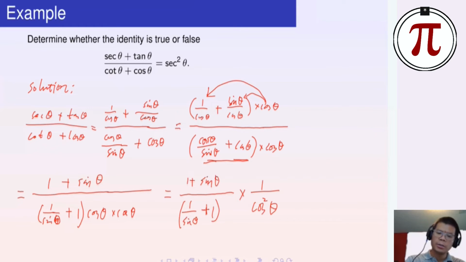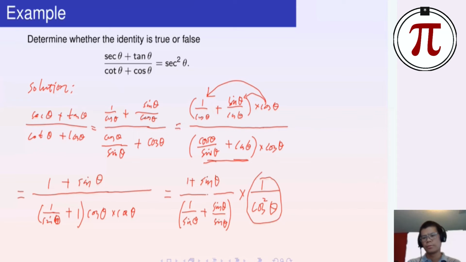Or you can write down, instead of plus 1, you can say this is sine theta over sine theta. Can you do that? It's the same, right? Good? Well, now you see something interesting, all right? What is this? Secant squared theta. That's a secant squared theta, right? All right. Now, which equals 1 plus sine of theta.